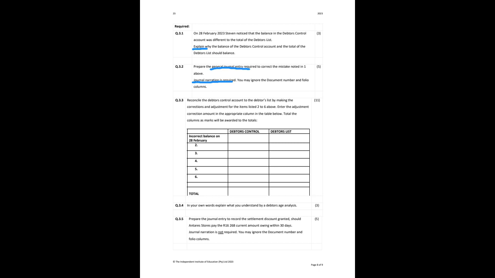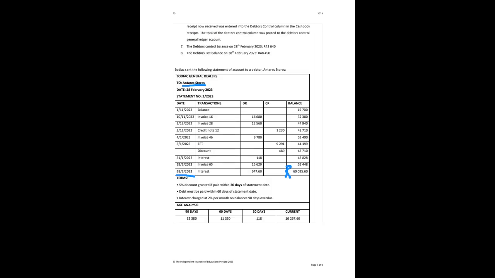5 marks. And then for 11 marks, you've got to do this little recon. So just take note here. Incorrect balance on the 28th of February. So you're going to start at the top here with the debtors control balance as it is currently on the 28th of February, and the debtors list balance as it is currently on the 28th of February. So that will be on the previous page where they gave you those 2 closing balances. Let's go back there quickly. Here.